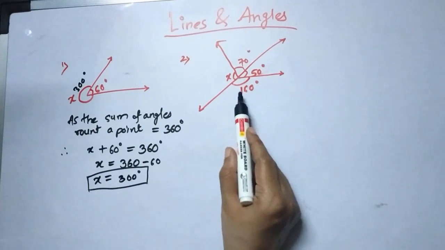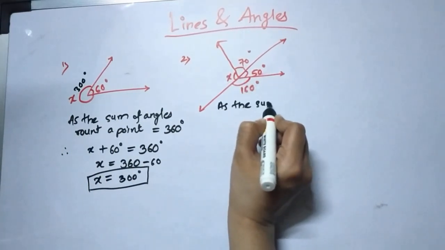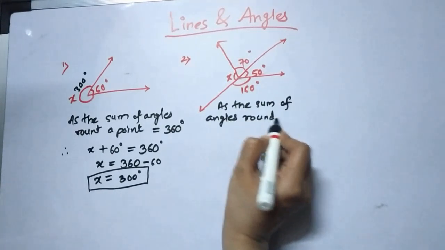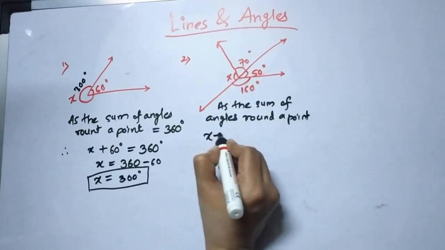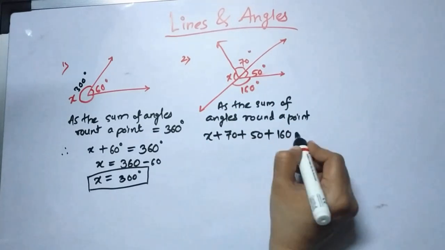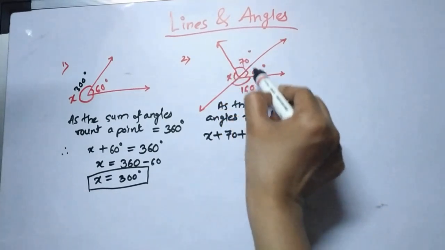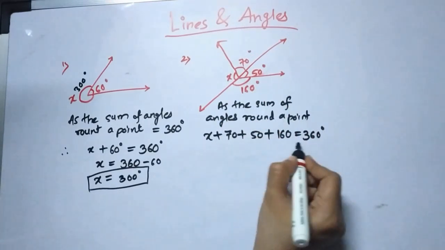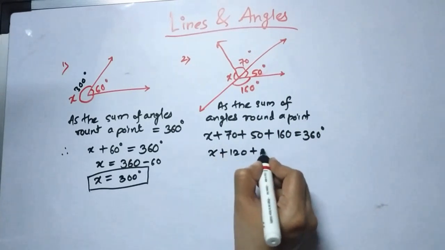Now moving to this figure, here also we know that the sum of the angles around a point, friends, we can write here x plus 70 plus this 50 plus 160 is 360 degrees. This whole angle around this point is 360 degrees. So we just need to add these. We'll write down x plus, this is 120 plus 160.